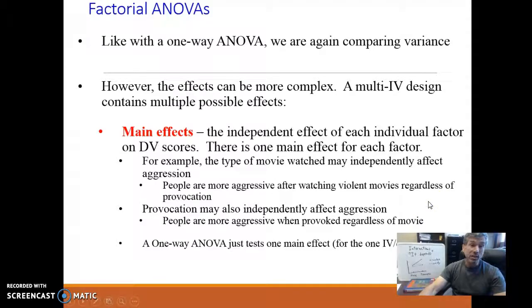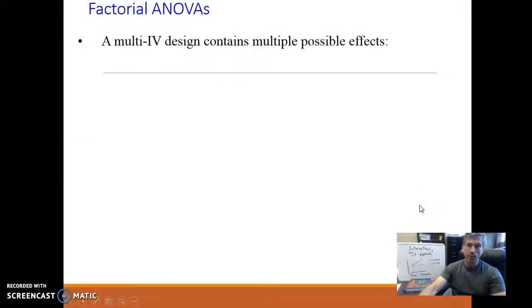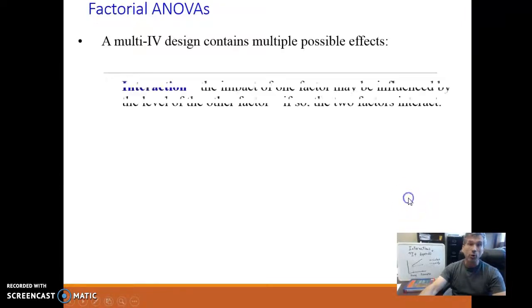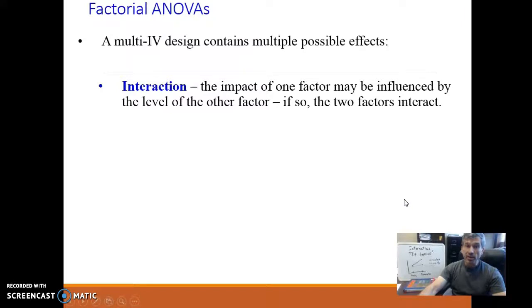So you've seen main effects before, actually, in the one-way ANOVA. The one-way ANOVA, that F test that you ran, that was just a main effect for the single IV or quasi-IV in that one-way ANOVA. Again, a multi-IV design has one main effect for each of your factors. It also could potentially have what's called an interaction. Okay? Now make sure, again, you pay close attention to this part because interactions are really important and people oftentimes struggle to understand them, especially early.